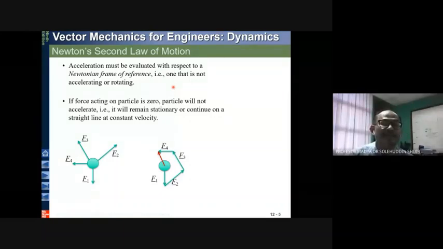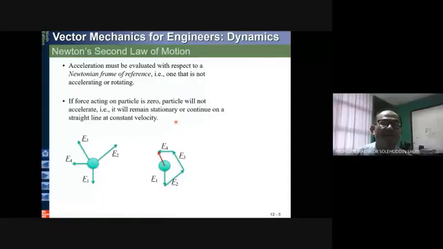What happens if the summation of force is zero? Meaning go back to statics, what we learned last time. If the force acting on the particle is zero, the particle will not accelerate. It will remain stationary, stay there and not move, or it will continue on a straight line at a constant velocity.